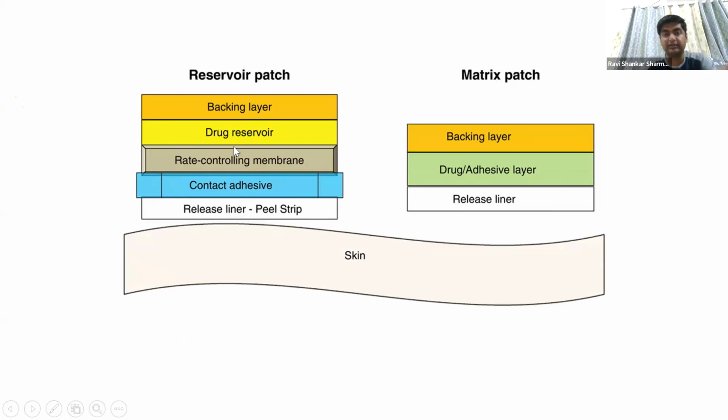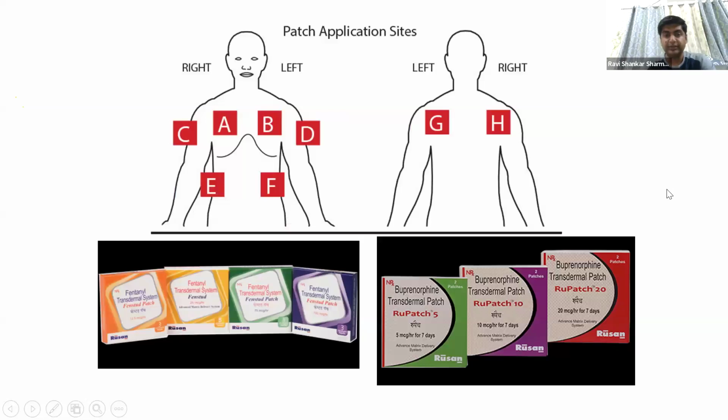So the drug is released slowly. Here in the matrix patch, the drug is released continuously. I told you this needs to be removed after 3 days, and the buprenorphine patch after 5 to 7 days.